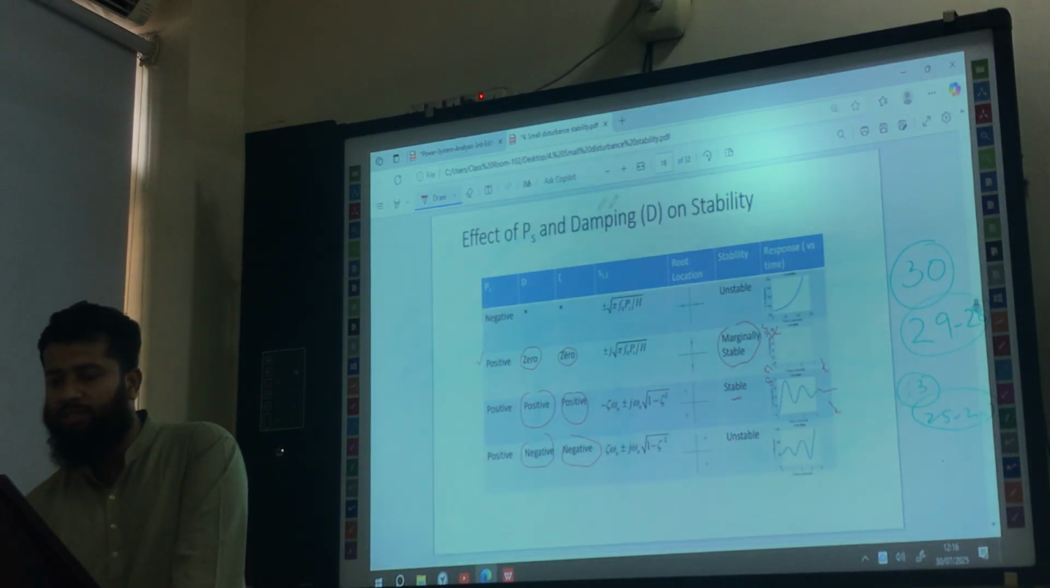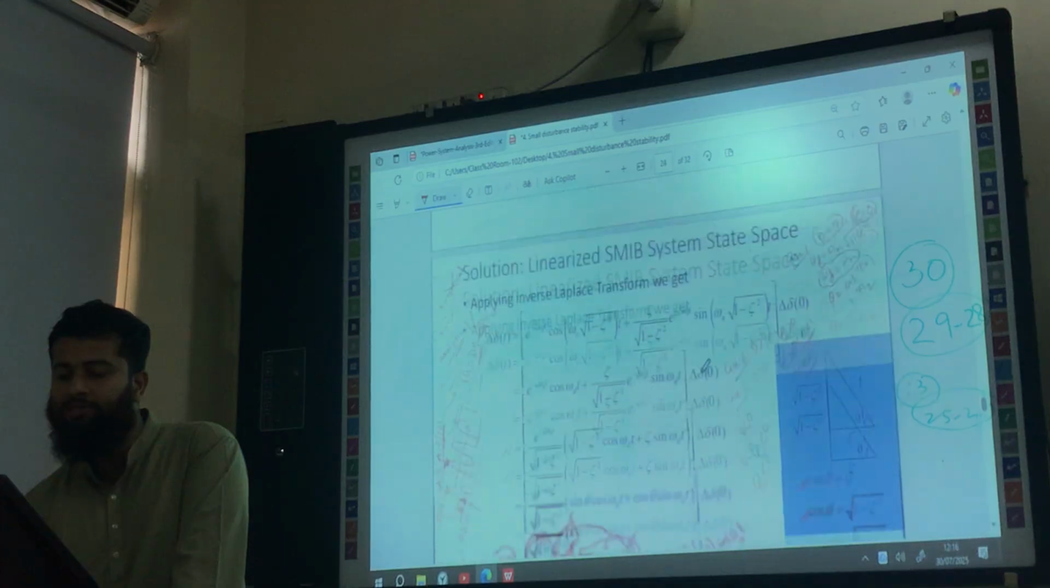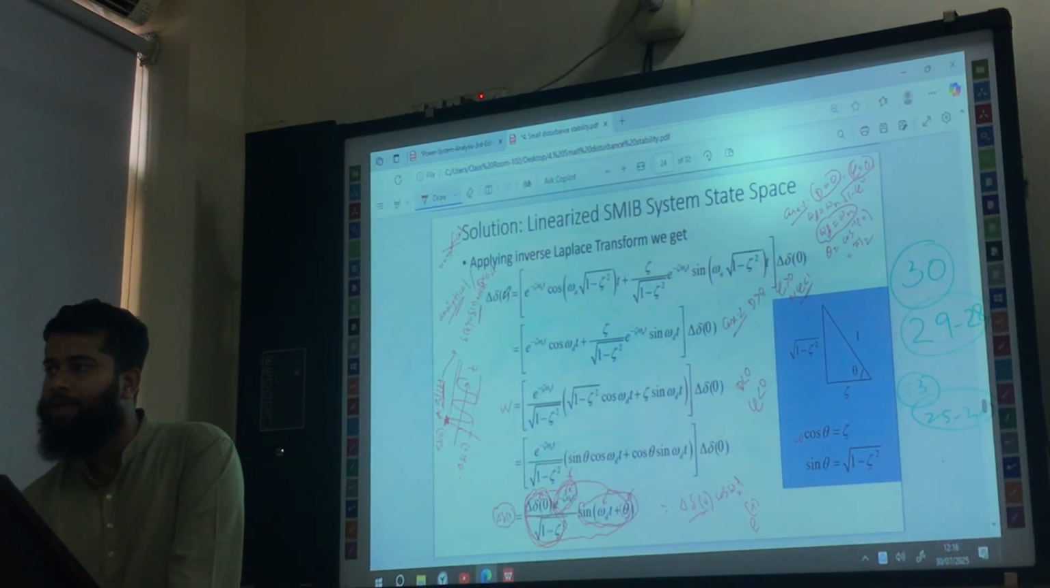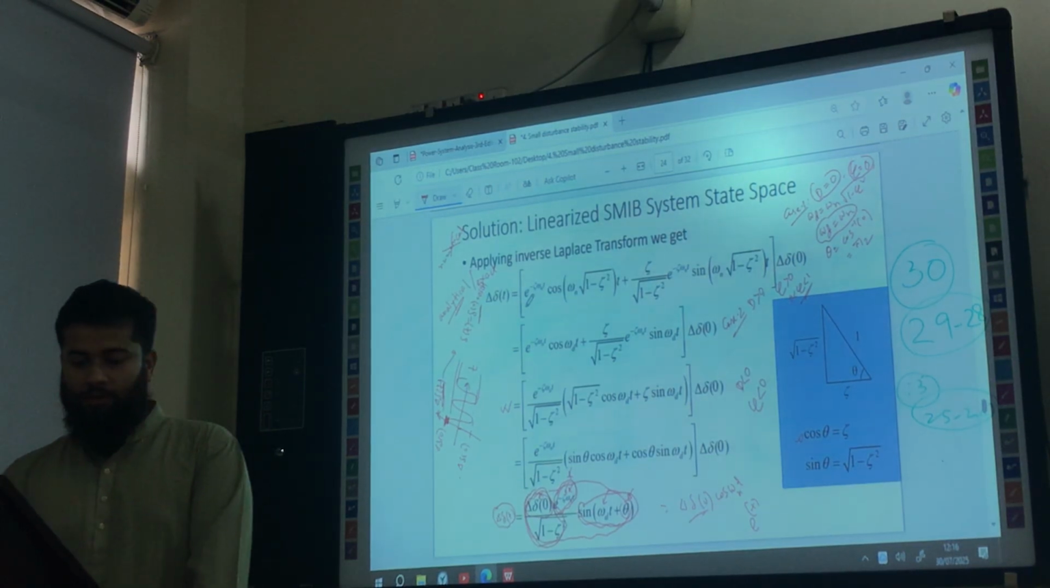So previously we discussed this thing from the root locations. Now we can also discuss the same thing by looking at this time domain equation of del delta of t. Same thing. Okay. Do you have any question now? Right.